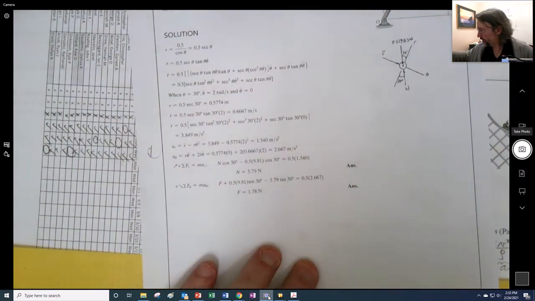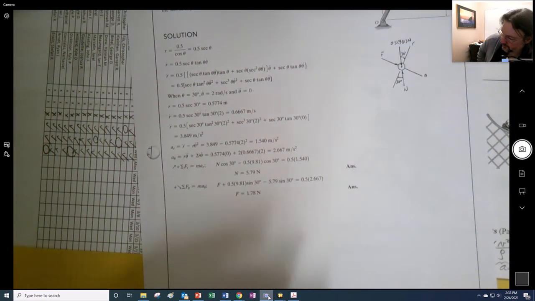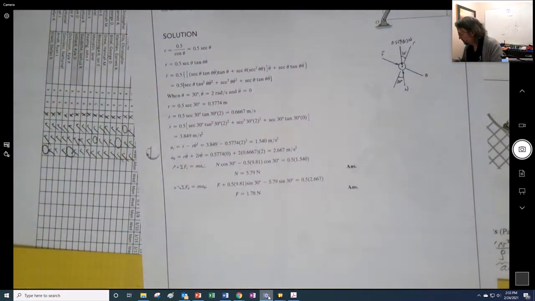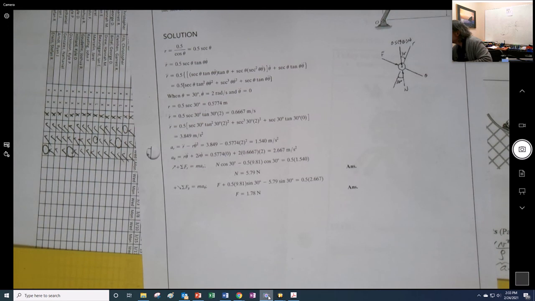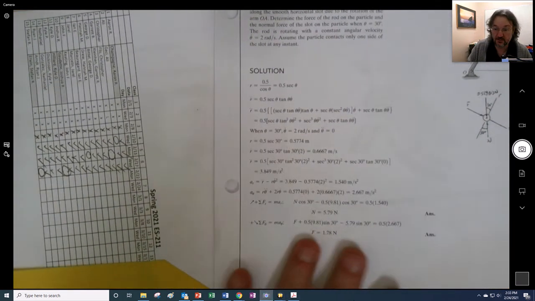The solution manual here has that as, I wish that guy would shut up. Where'd my pencil go? This video is running off the rails. It's supposed to be easy.